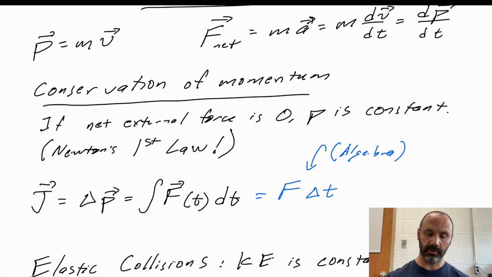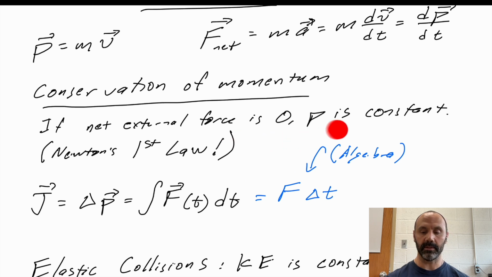Conservation of momentum. Here's the whole idea. If the net external force is 0, then momentum is constant. If you think about it, that's just Newton's first law. Right? If the outside force is 0, then the velocity is constant. If the velocity is constant, the momentum is constant. Okay, and that's true for a single object. It's also true for a whole set of objects, which we'll see.